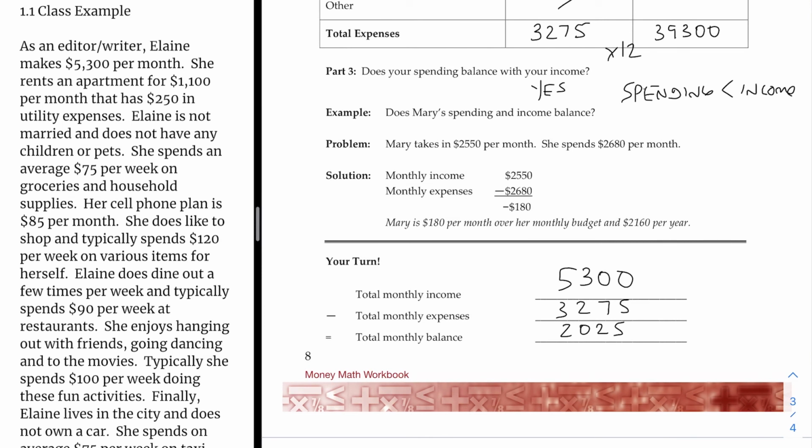That's your lesson 1.1. I'd like you to export that assignment there and submit it through Schoology for credit.